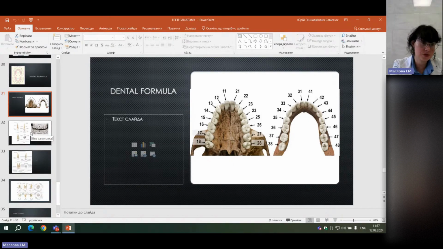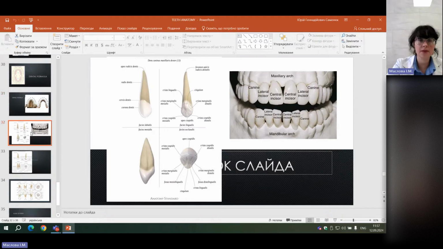What about tooth anatomy, and features of the tooth surfaces? I think that you remember this from anatomy. Please, I want to tell you about the common anatomical features of different teeth.